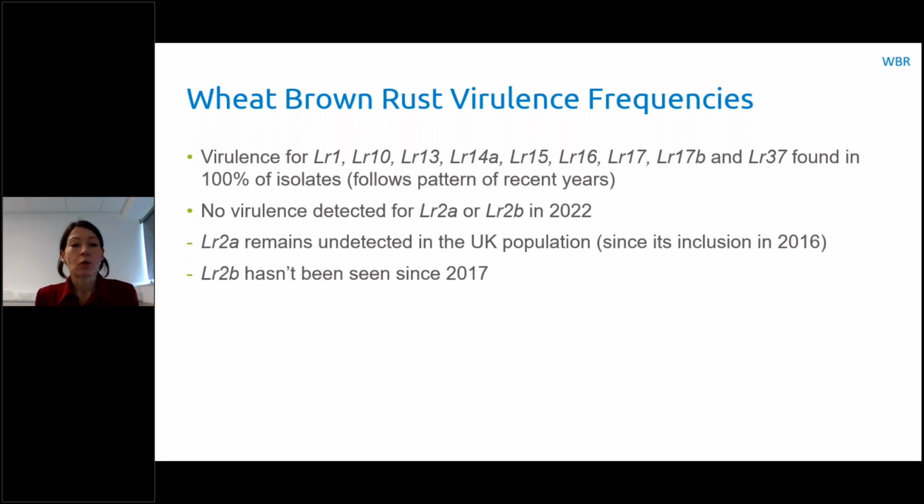I didn't want to chart all the resistance genes, so I've just got a couple of bullet points for the other ones. So virulence for LR1, 10, 13, 14A, 15, 16, 17, 17B, and LR37 was found in 100% of isolates, and that generally follows the pattern of previous years, at least the last couple of years. No virulence was detected for LR2A or LR2B in 2022, and LR2A remains undetected in the UK population since we've been including that differential since 2016, and LR2B hasn't been seen since 2017.